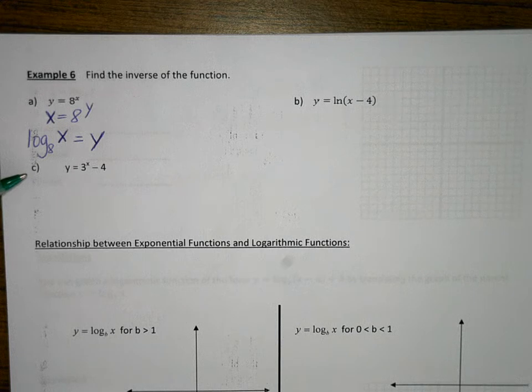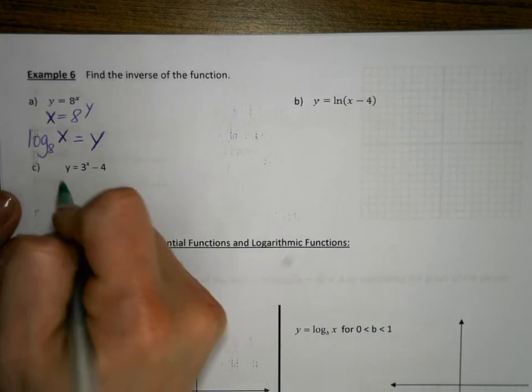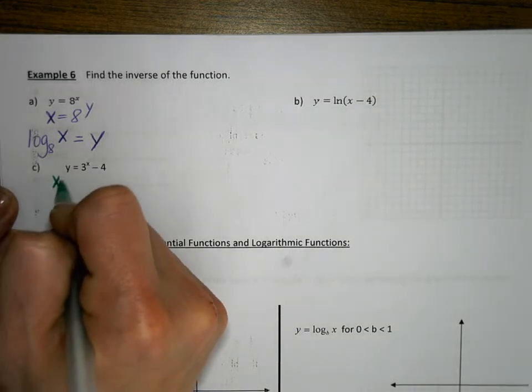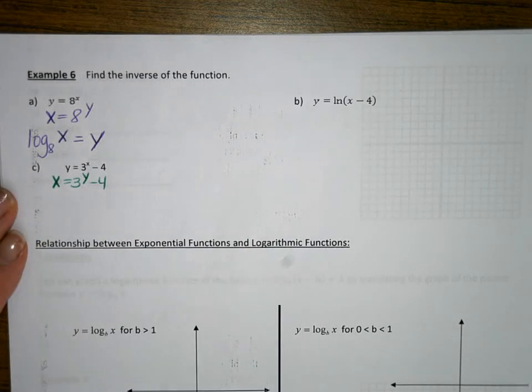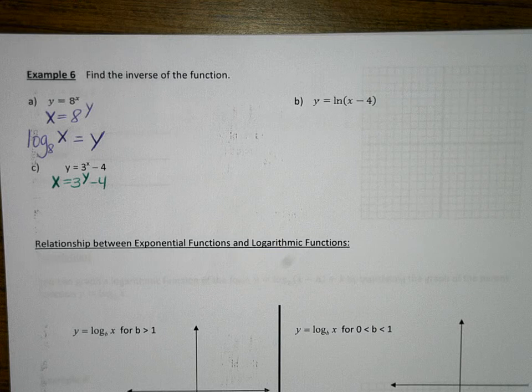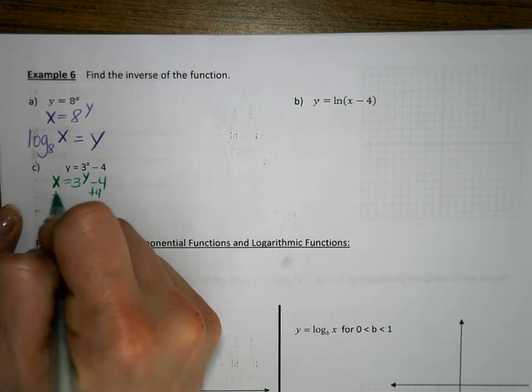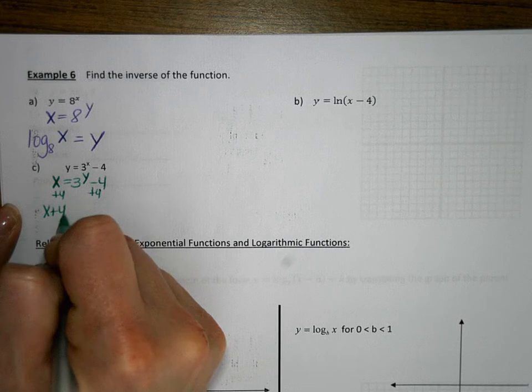Switch x and y. So where there was a y, now there's an x. Where there was an x, now there's a y. What am I going to do to start getting the y by itself? I'm going to add 4 when I get started. Very nice. So x plus 4 is equal to 3 to the y.